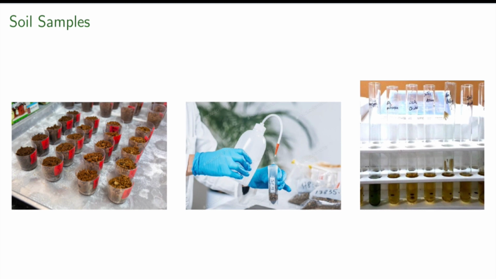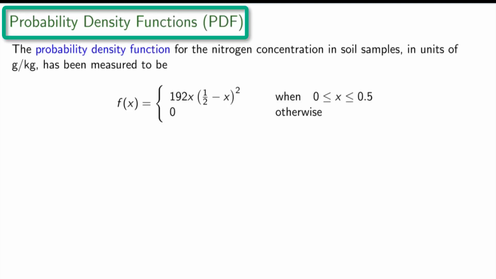So what we get in the end is a probability distribution. We get a probability distribution over the different content of nitrogen in these samples. And this is what we call a probability density function.